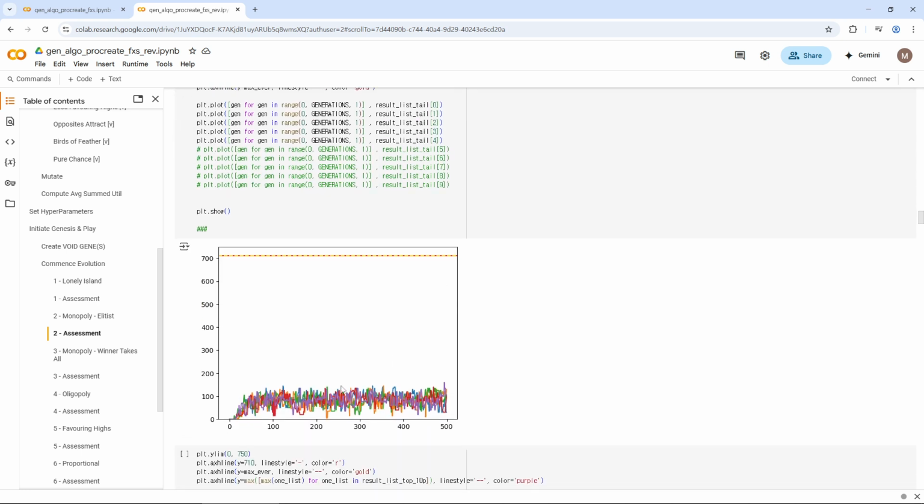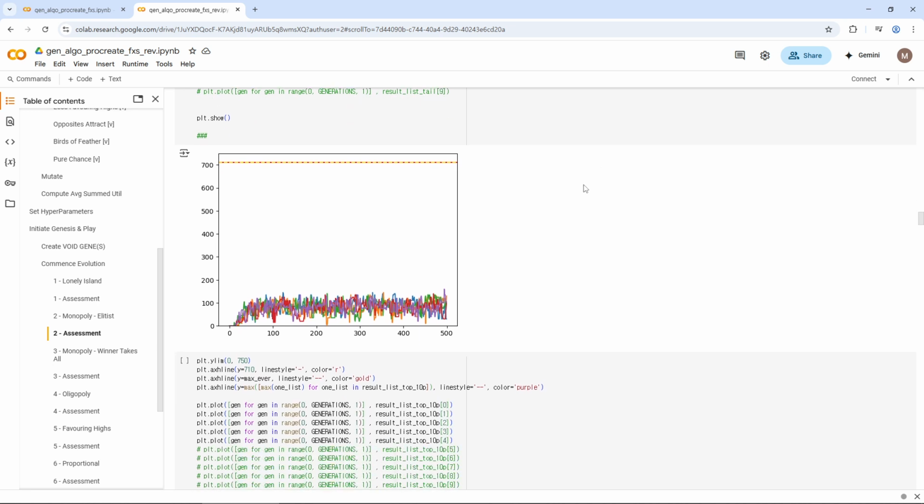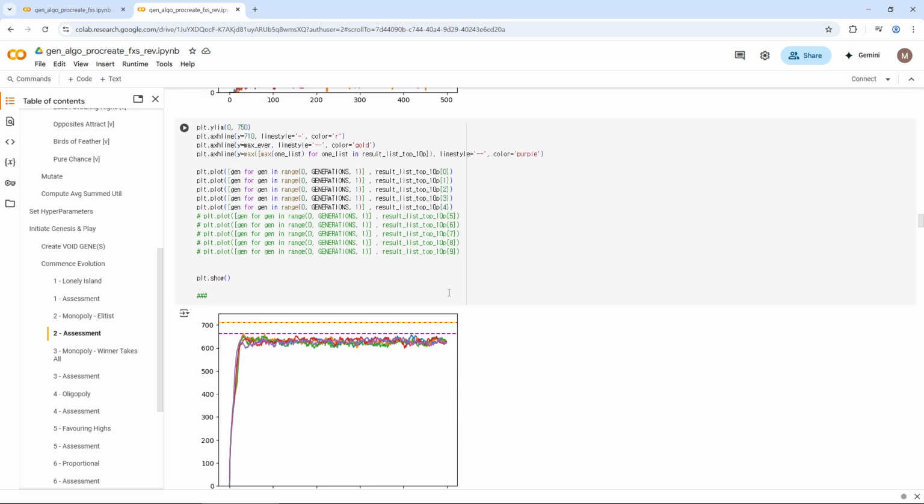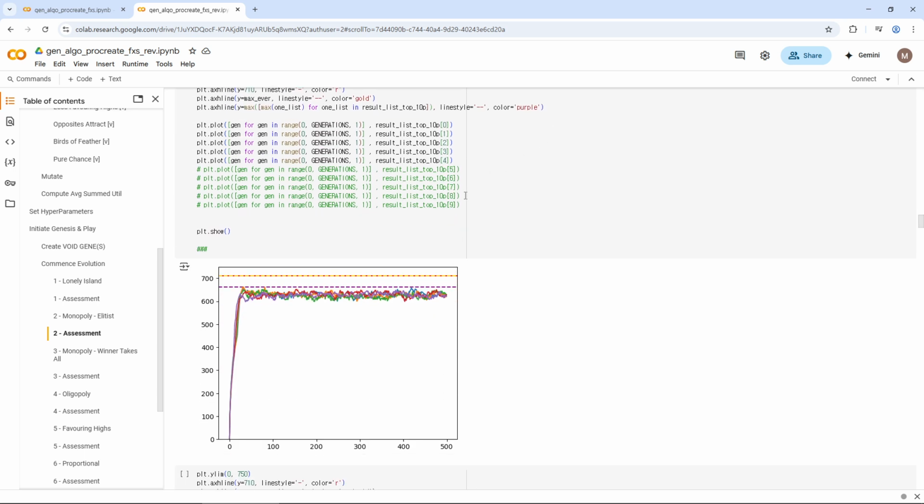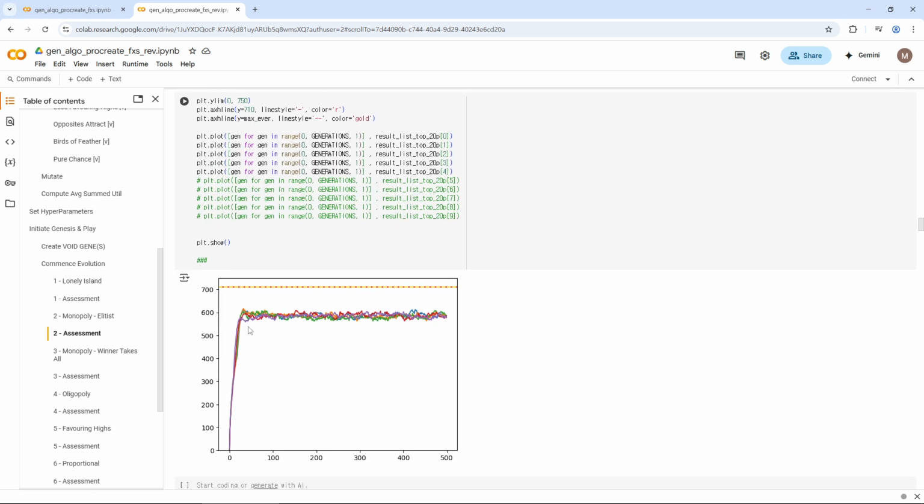These are the plots for the tails. And this picture is for the top 10%. We see a slight dip, and then it plateaus outwards to the right. So there's a bit of a dip when we use the Monopoly Elitist Procreate function. The same can be seen for the top 20%, the plots for the top 20%.